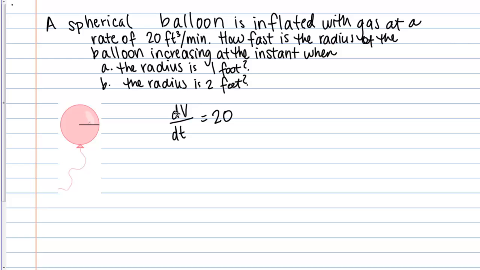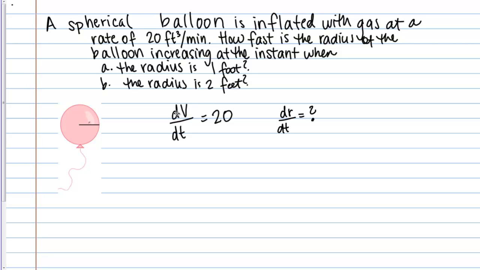What else? What we're asked is how fast is the radius of the balloon increasing? So what is that? That's dr/dt. And that's what I'm ultimately going to look for at certain points in time, when the radius is 1 foot and when the radius is 2 feet. Okay, so now I know what I know, and I know what I'm looking for. So what's the next step?